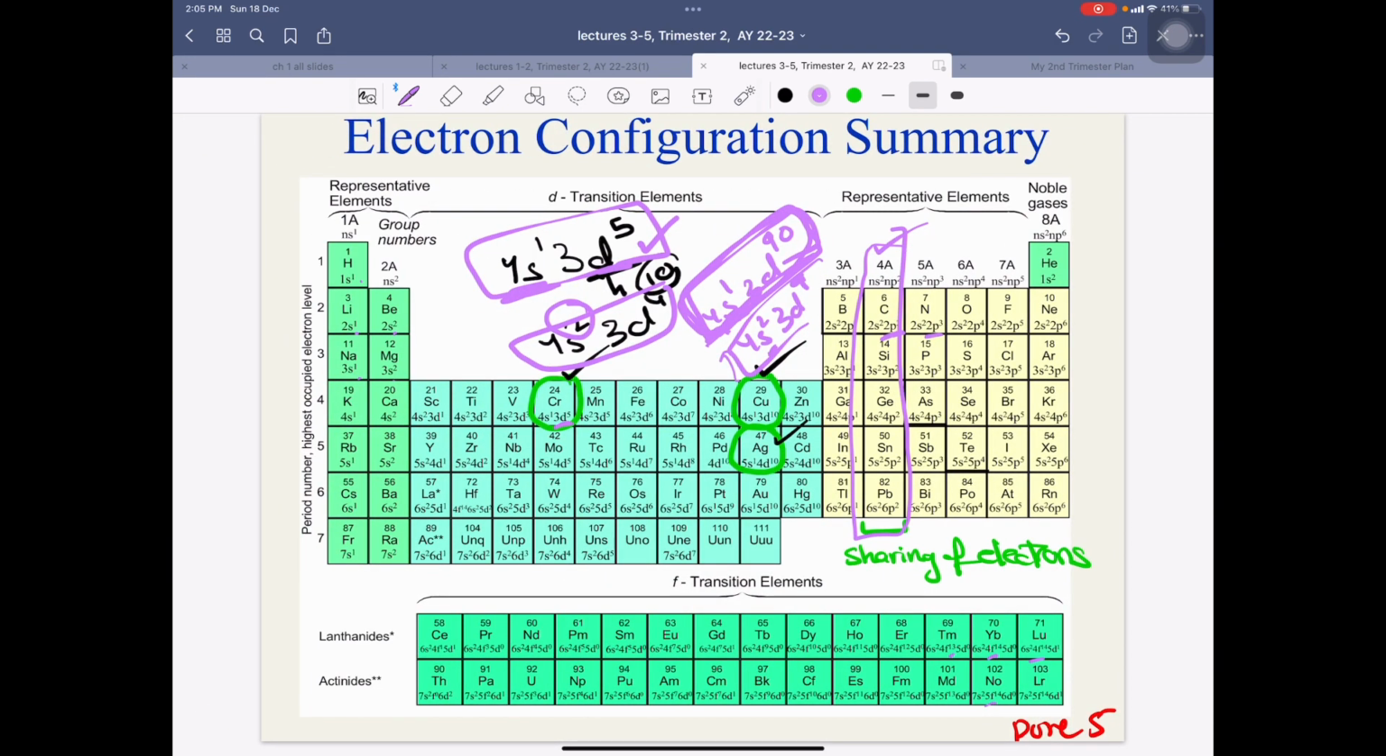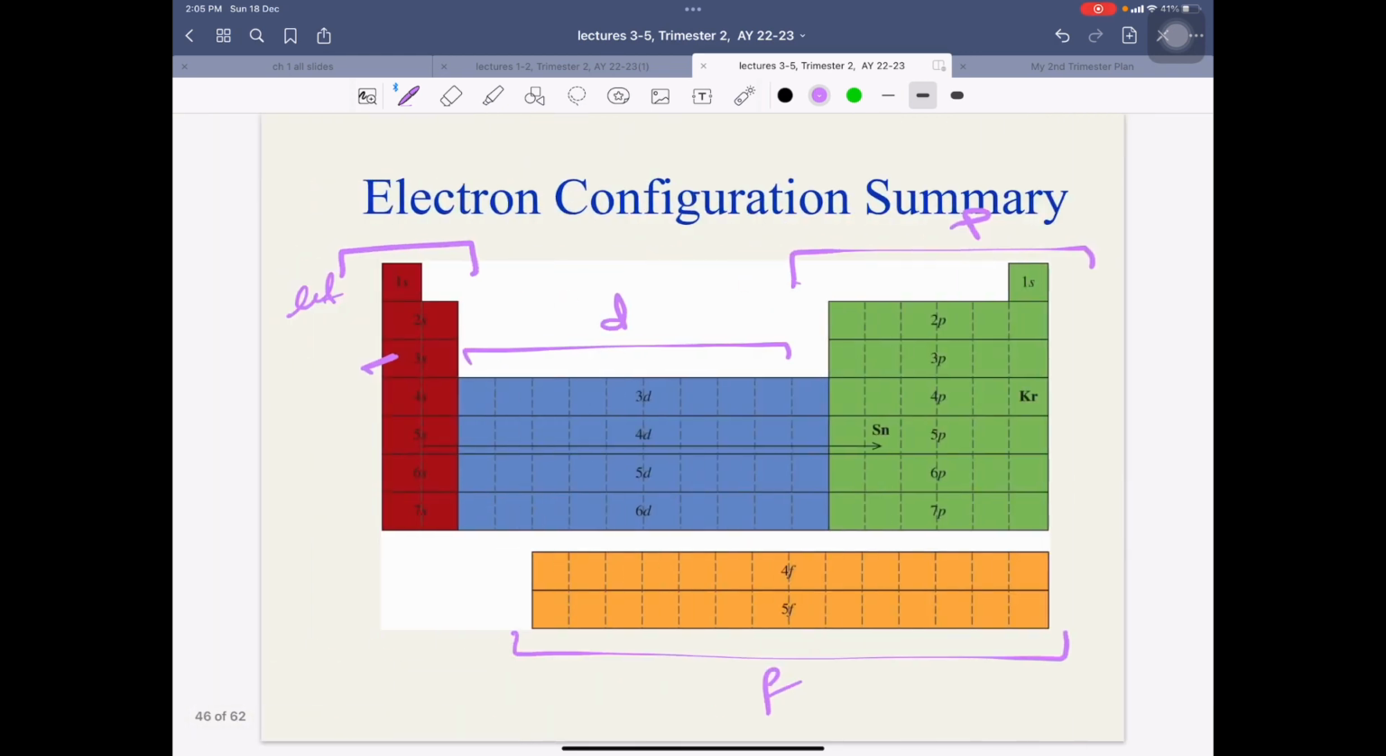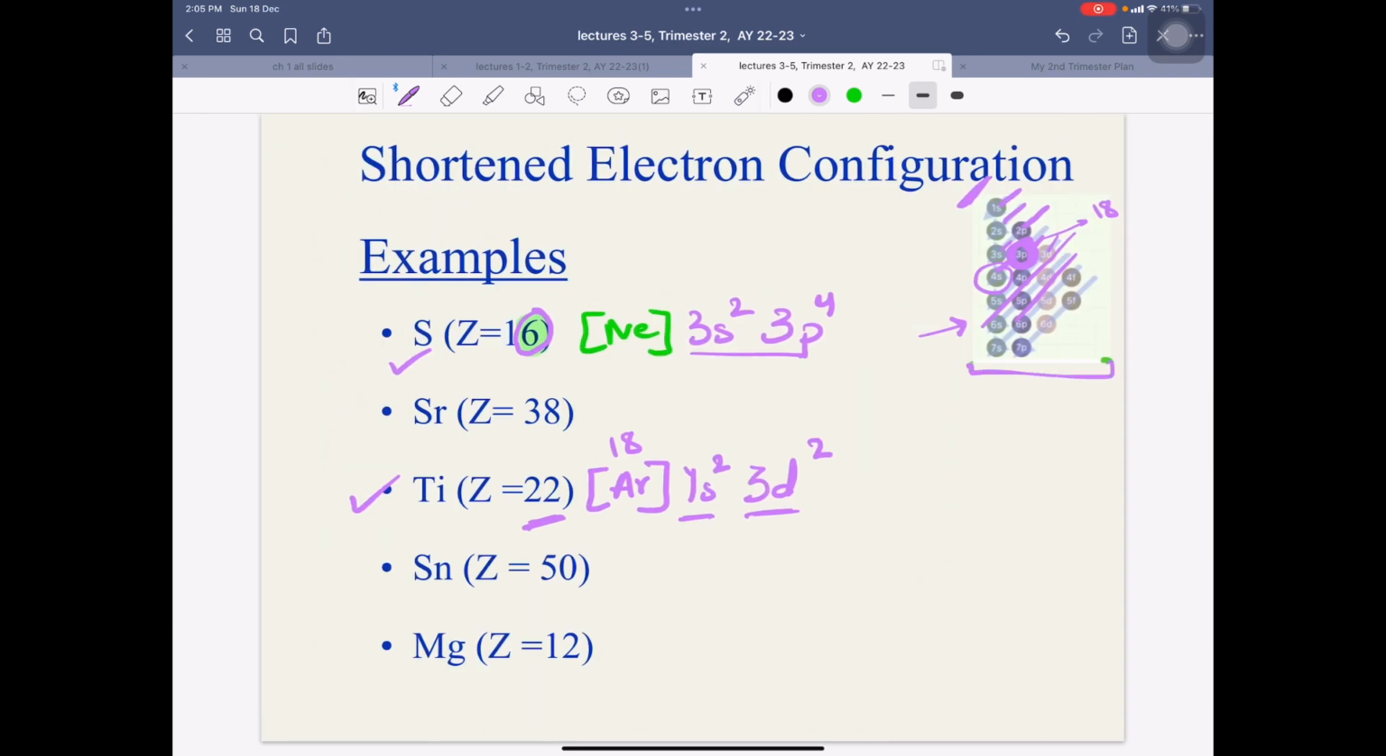This is basically the electron configuration summary. All you need to know is how to write a complete electron configuration, how to write a short electron configuration, and know which levels are going to fill first. We said we can know this from following this table, which is going to make our life so much easier. How to memorize this table, literally it's so easy: 1s, but then 2s, 2p, but then 3s, 3p, 3d, but then 4s, 4p, 4d, or F, and so on and so forth.